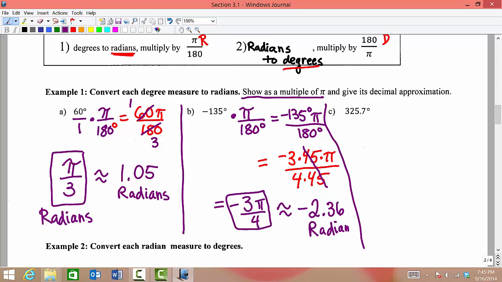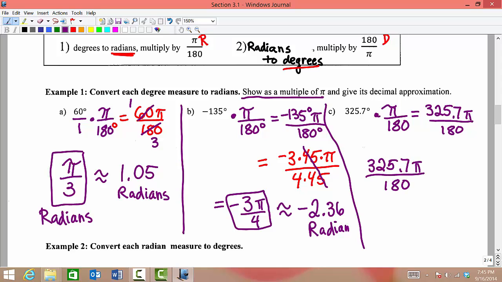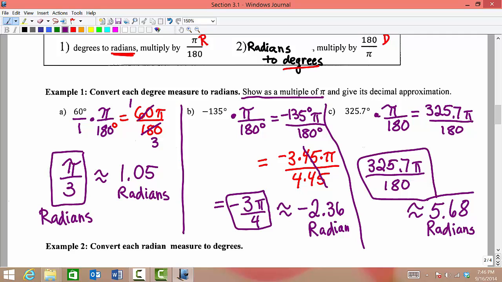325.7, I want to convert this degree measure to radian measure. So we will multiply by pi over 180, and when I do that, we get 325.7 times pi over 180, and if I leave it as a multiple of pi, it would look just like that. And if I would like to approximate that, I could put that into my calculator. I get approximately 5.68 radians. So here's our answer as a multiple of pi, and then here is our approximation.